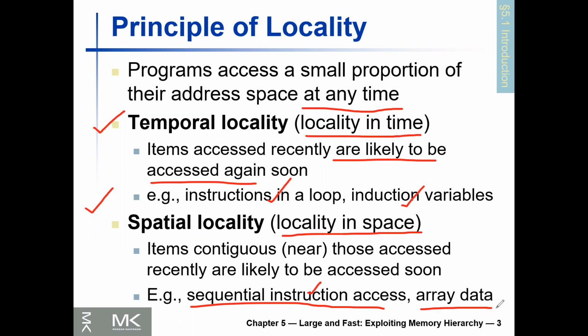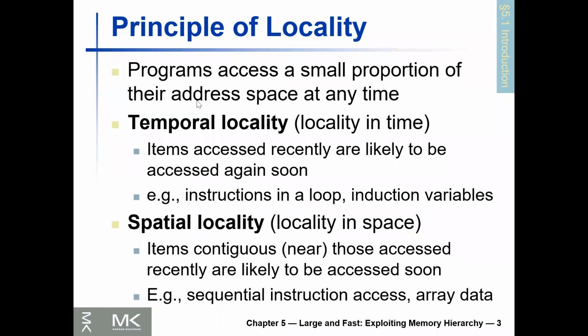As well as array data. We know that whenever we access a data element of an array, we are not going to access just one element. We may need to access more elements. So when we do that, we are taking advantage of spatial locality. You will understand these things with an example.